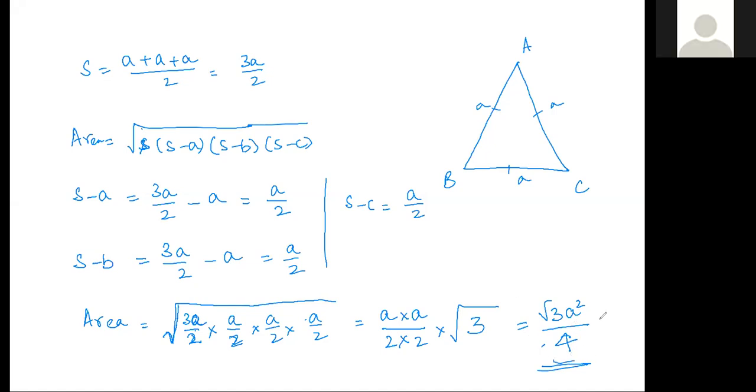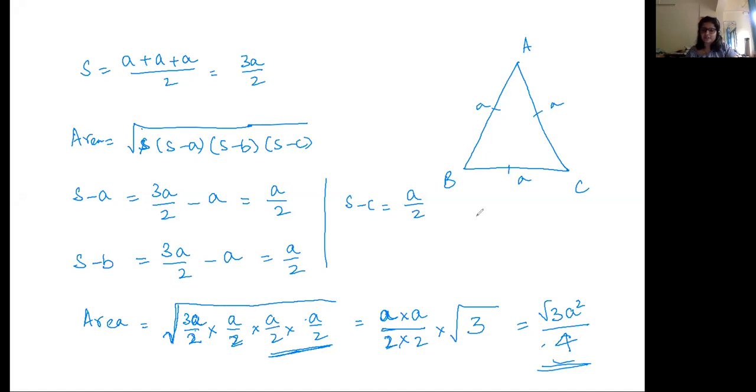Ma'am, can you explain the last step again? After area is equal to 3a by 2 into a by 2, how did you get root 3 outside? So yeah, in the bracket all of these are being multiplied. So now I've got a by 2 into a by 2. Once that has to get out of the square root, that becomes a single a by 2.